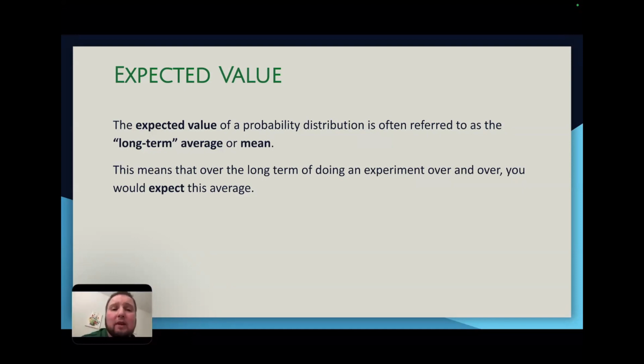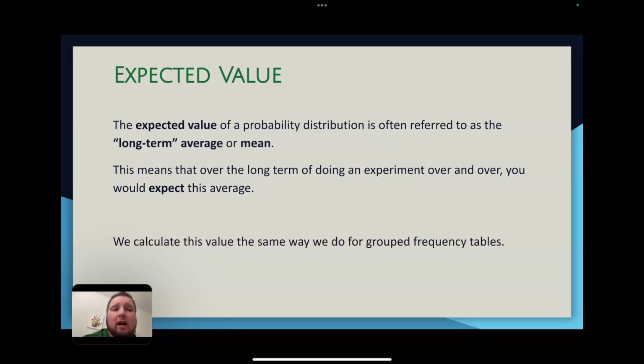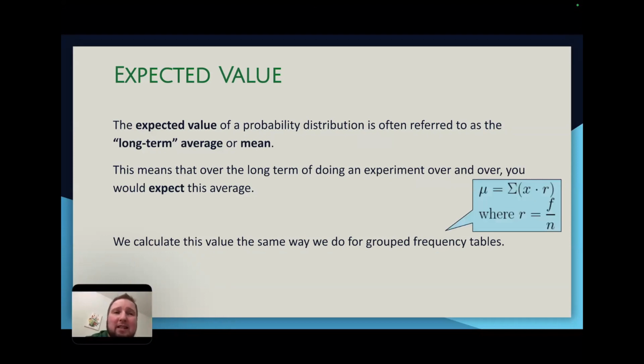We calculate it really similar to how we calculate the mean for grouped data, and we saw that in week 1. In week 1, to calculate that mean for grouped data, we would multiply the midpoint times the frequency and divide by the total frequency. Well, frequency divided by total frequency is just relative frequency. It's a decimal. So it was midpoint times a decimal. We're going to do that same idea here.